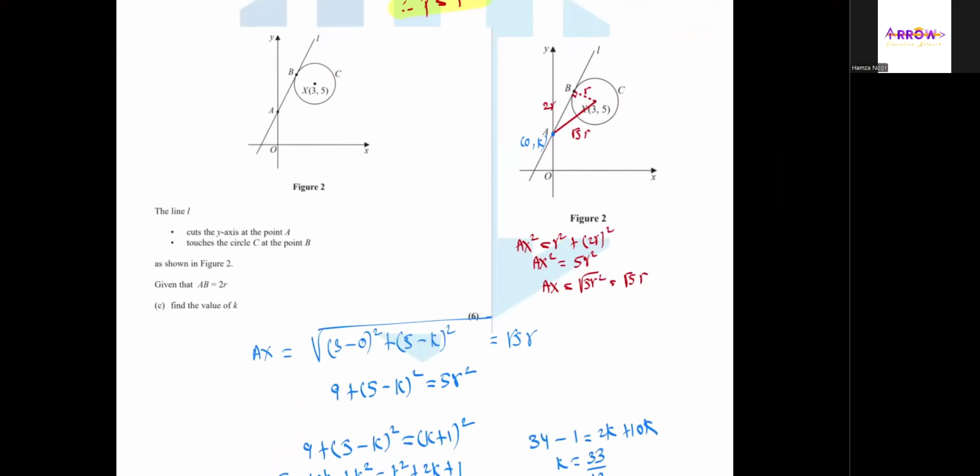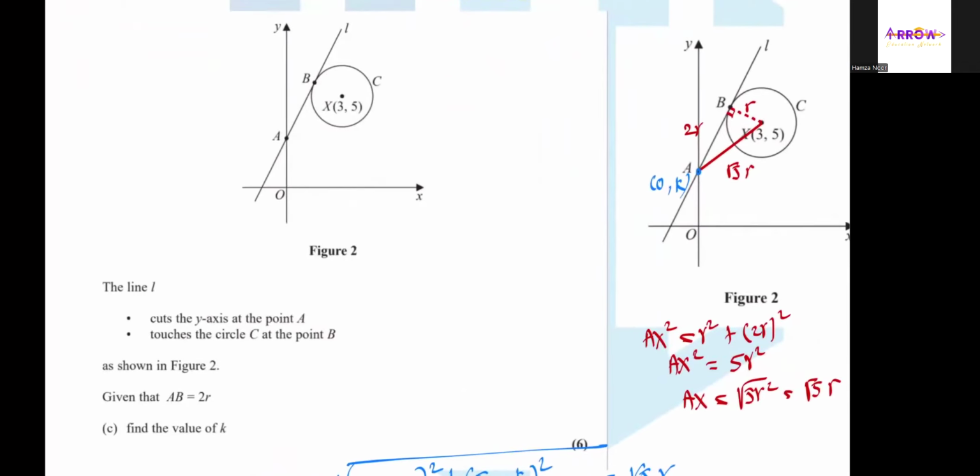Okay, so in part C, we have a sketch over here. The information so far which we know from the question, and what we have obtained, the sketch is based on all of that information. And then it says that the line L cuts the y-axis at the point A. Okay, and basically the line L will touch the circle C at point B, as you can see over here, as shown in figure 2. Given that the distance between point A and point B is 2r, find the value of k. This is the requirement of part C.